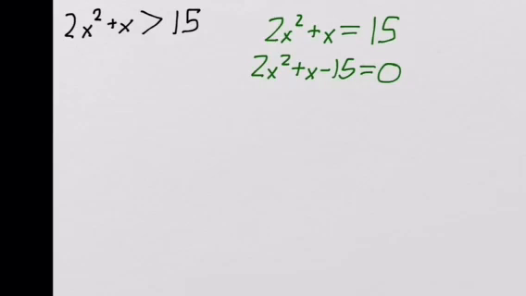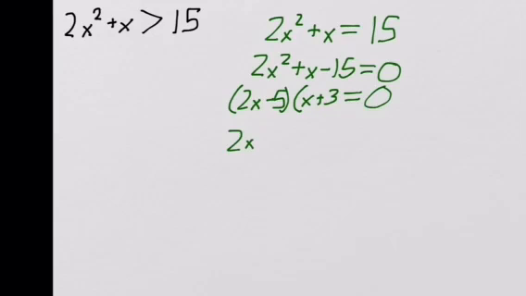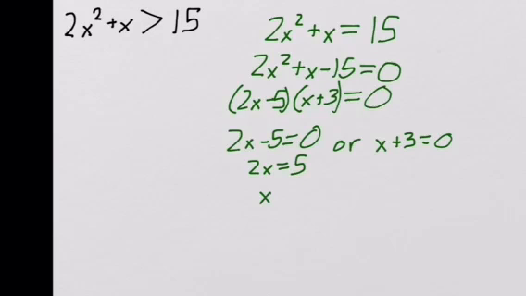And then at this point you can use your favorite method to solve a quadratic, or any polynomial for that matter. In this case, I'm going to go ahead and factor this. So 2x minus 5 times x plus 3 equals 0. So now we get 2x minus 5 equals 0, or x plus 3 equals 0. So add 5 to both sides here, then divide both sides by 2. X equals 5 halves, and then over here, just subtract 3 from both sides, you get x equals negative 3.